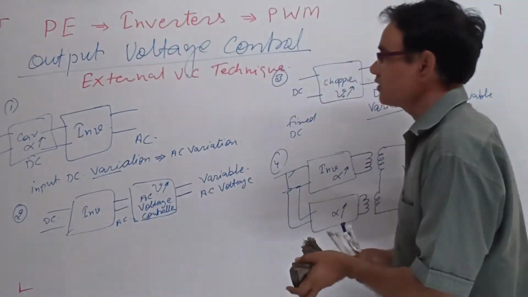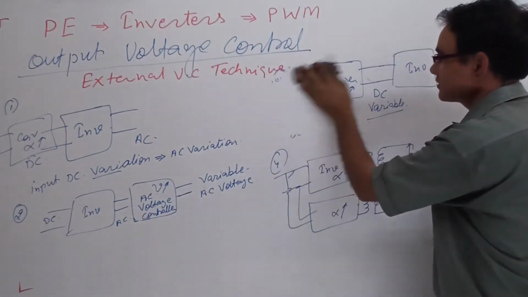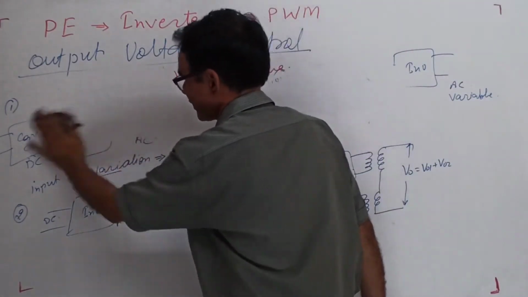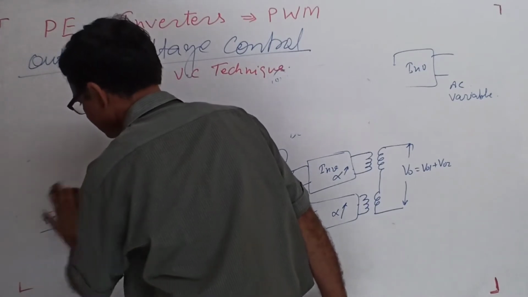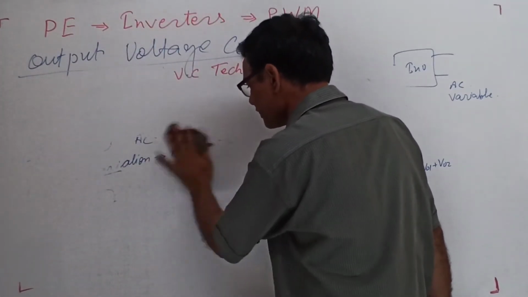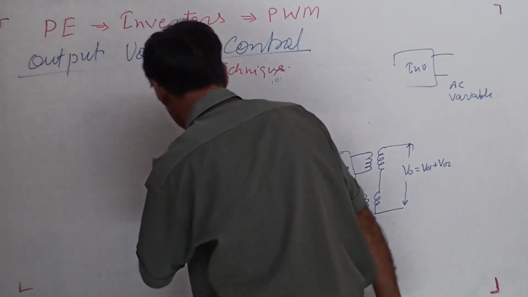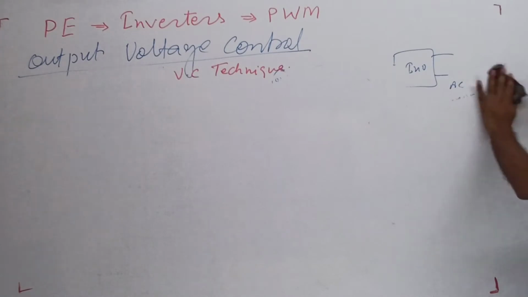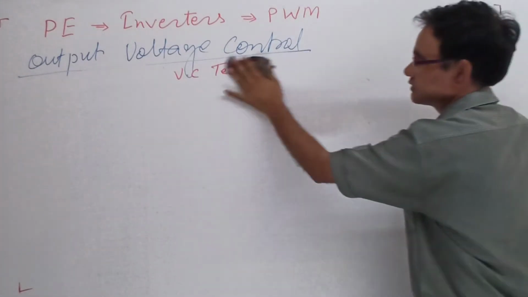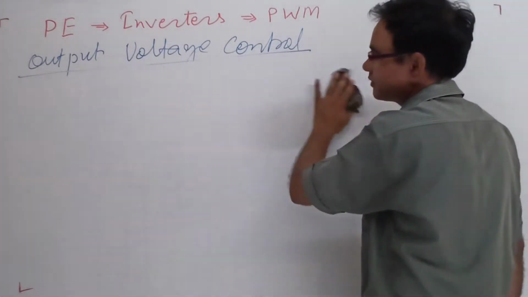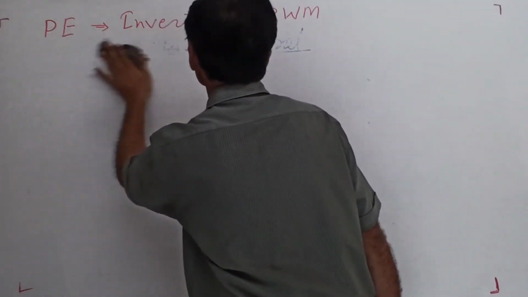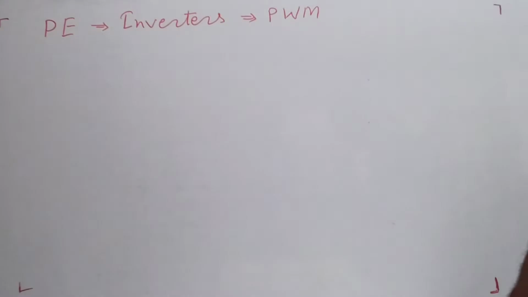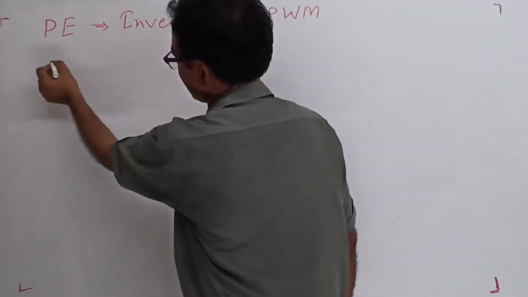And harmonics can be produced internally, and the filter circuit can be provided internally. So these are not external control techniques. Now what we are providing are the internal controlling techniques to control the output voltage of converters. Output voltage control by internal output voltage controlling techniques.